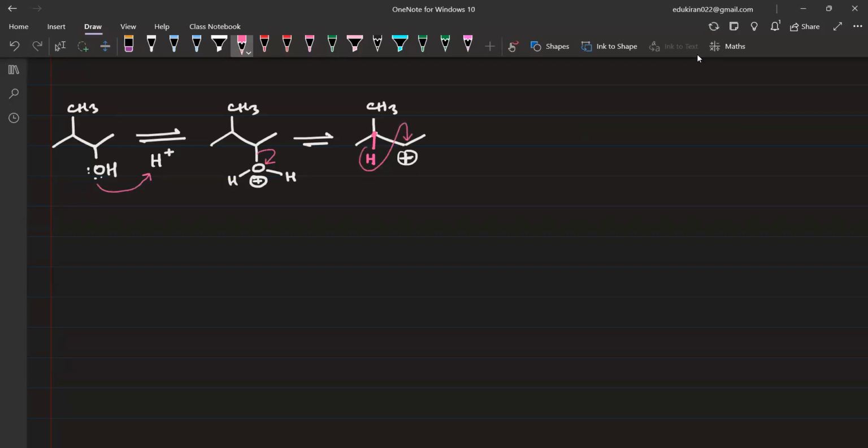Just for a second, ठीक है? What I am saying, it is very important, is that just for a small time, we can have this molecule. 1, 2, 3, 4.